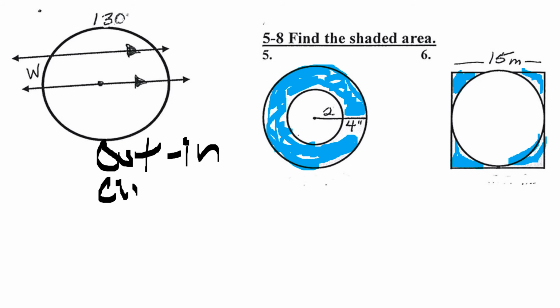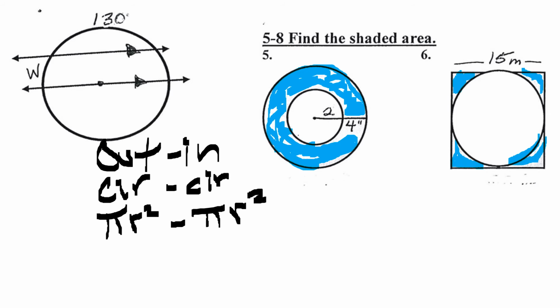I have a circle on number 5 on the outside. I have a circle on the inside. The formula for circle, pi times radius squared, pi times radius squared. And I think this one's going to be in terms of pi in particular, so you don't have to put it in the calculator necessarily.